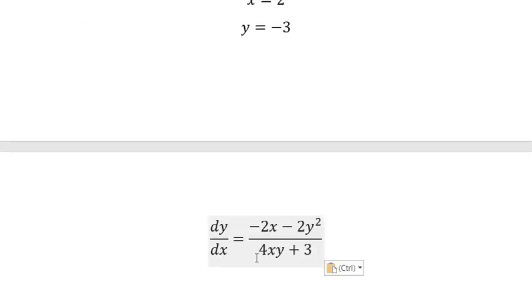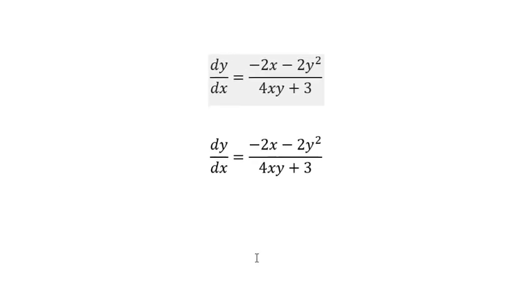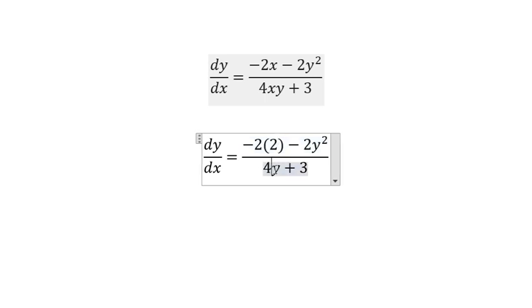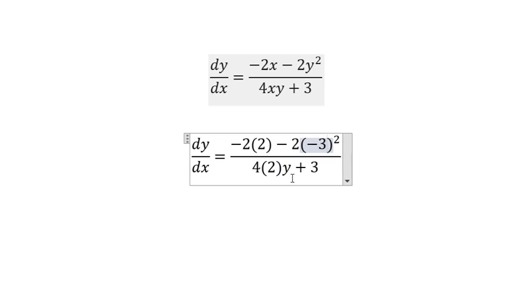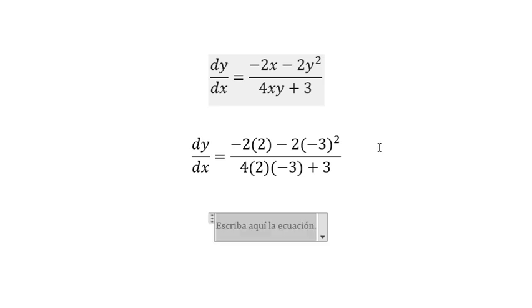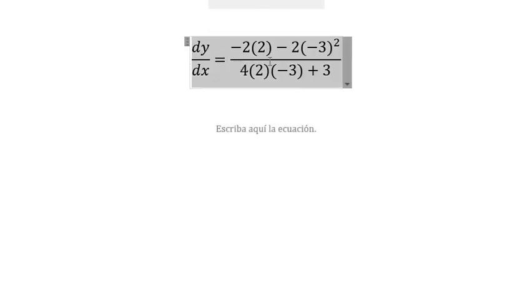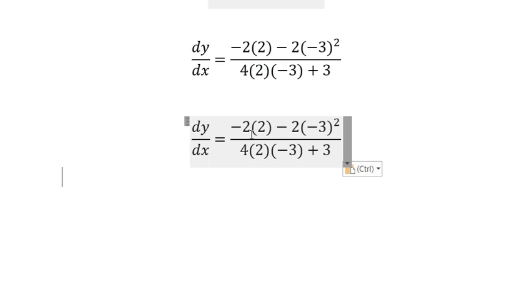Okay, so we have our derivative here. All the x's will be changed for a 2. So this is a 2, this is a 2, and all the y's will be changed for a minus 3. So this is a minus 3, and this one is a minus 3. Okay, so that will be our derivative. So now let's solve it. Let's solve this derivative. This is mostly arithmetic.